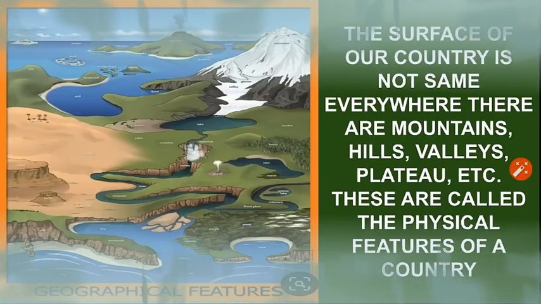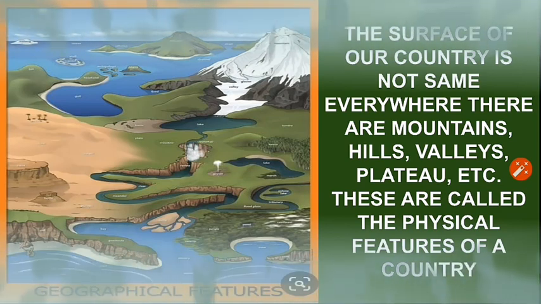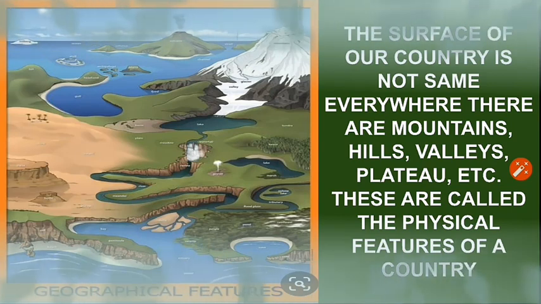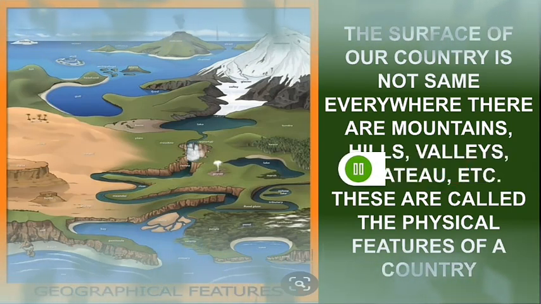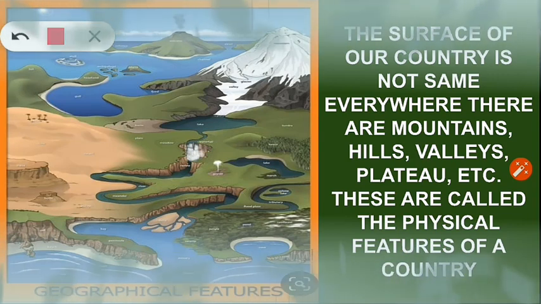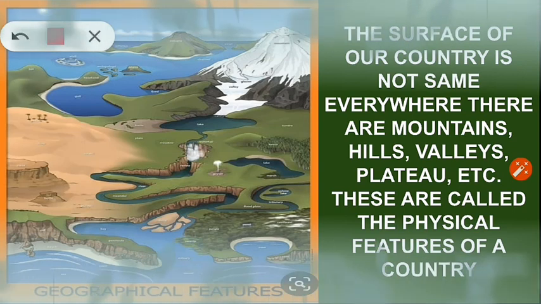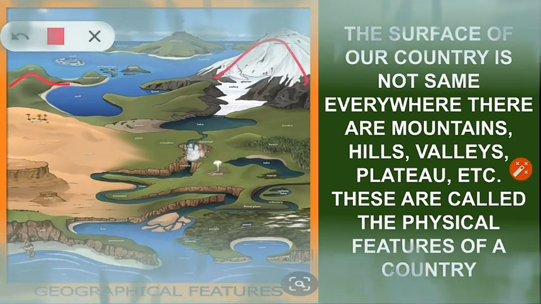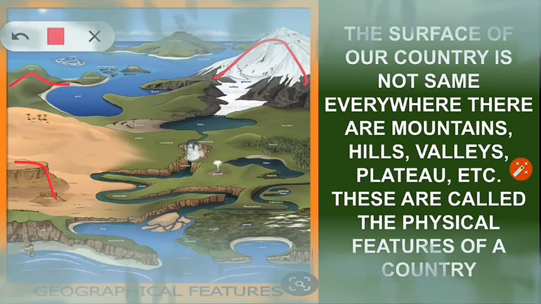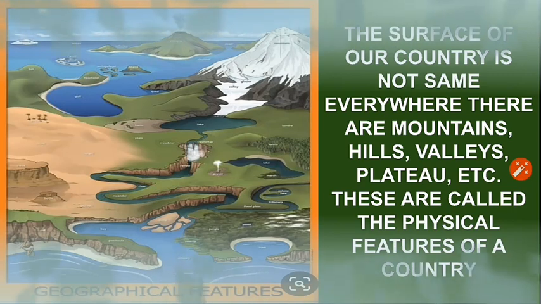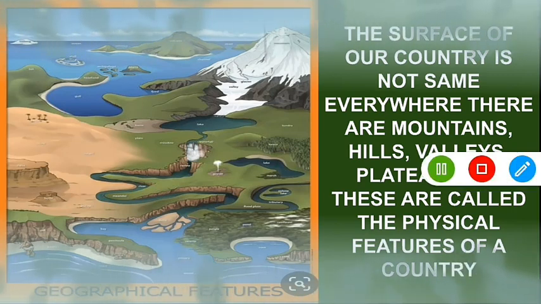As we all know that the surface of the earth is not even. It's not the same everywhere. We will find mountains, hills, valleys, plateaus, and so many features on the earth. Similarly, our country also has many features like mountains, hills, valleys, plateaus, and so on. So, these features are called the physical features of the country.